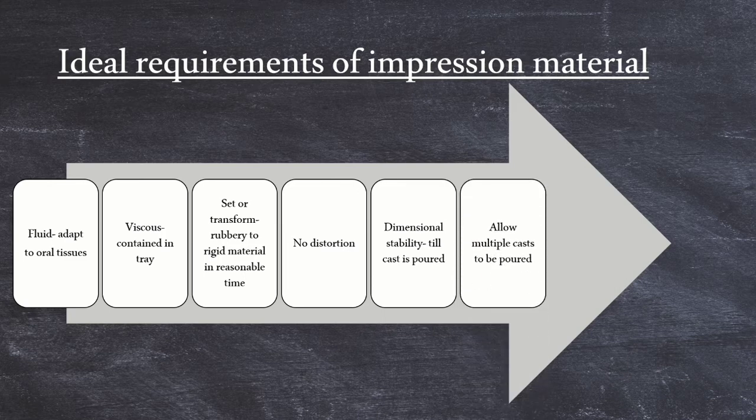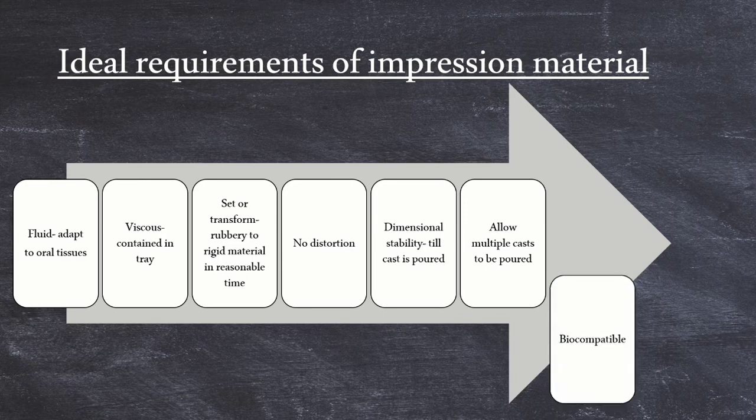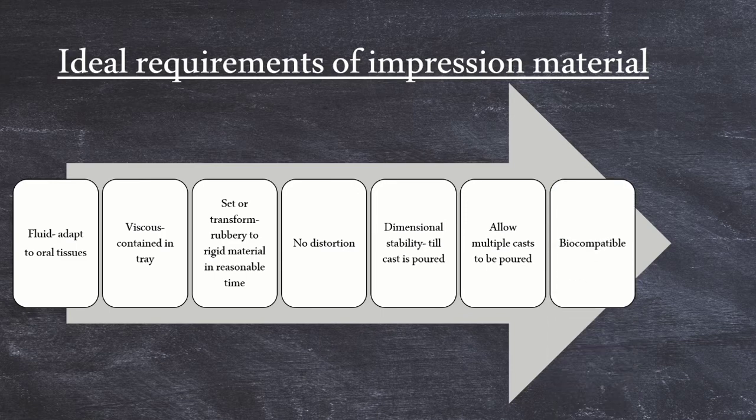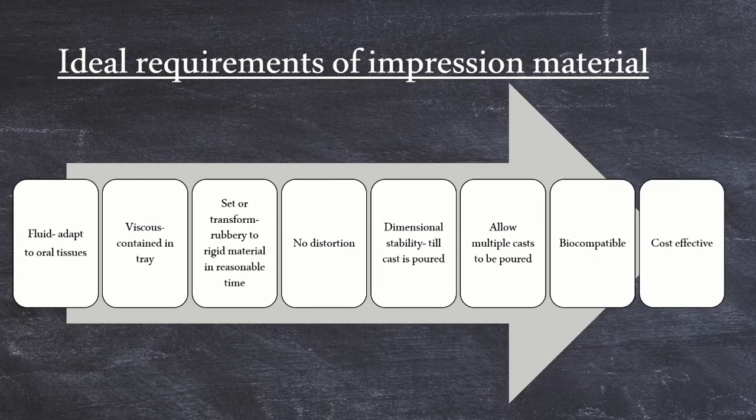Then again, for some materials, the material should have enough stability to allow us to pour multiple casts. If the first cast is not satisfactory, or if we need to duplicate the cast, the material should be rigid enough or stable enough for us to facilitate that. Again, it should be biocompatible, and like I said before, it should be cost effective.